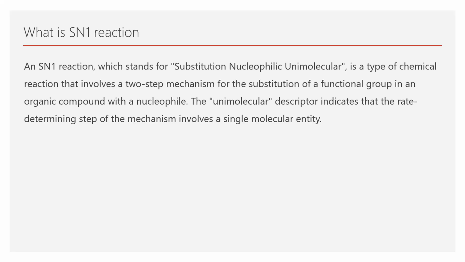So what is an SN1 reaction? An SN1 reaction stands for substitution nucleophilic unimolecular. It is a type of chemical reaction that involves a two-step mechanism for substitution of a functional group in an organic compound with a nucleophile. The unimolecular descriptor indicates that the rate determining step of the mechanism involves a single molecular entity. So that's the definition of an SN1 reaction. In short, it is a substitution nucleophilic unimolecular reaction, considered a two-step mechanism. Main is the substitution of a functional group in organic compounds. So we will just walk along.